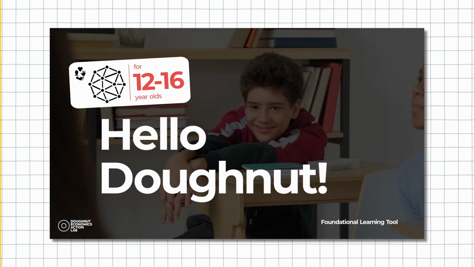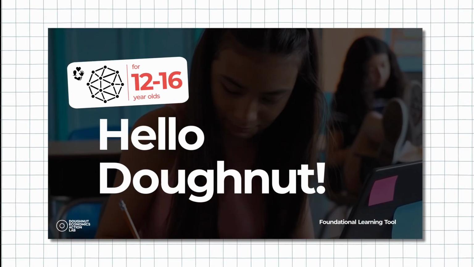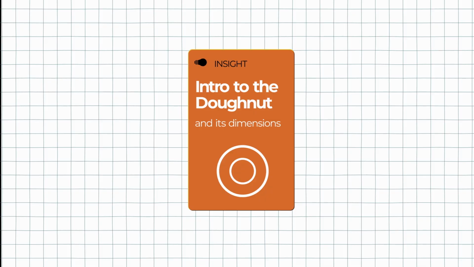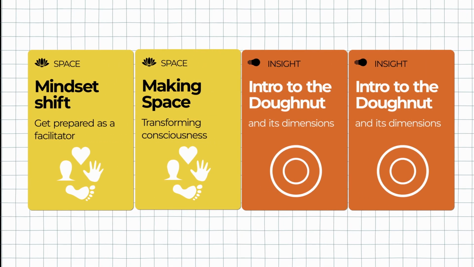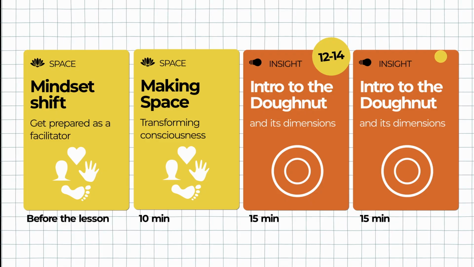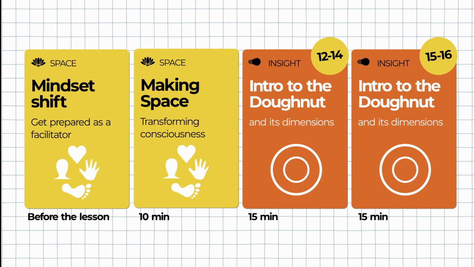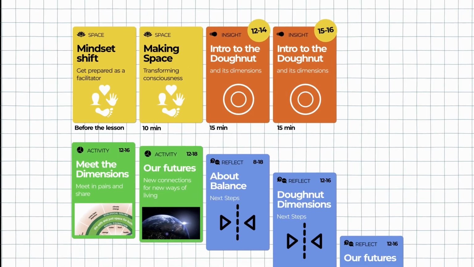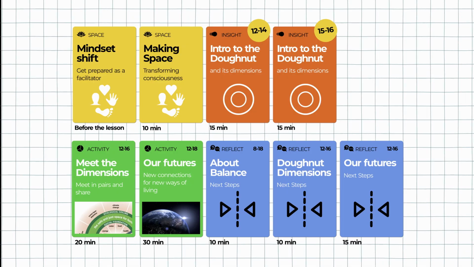When you open an age group, like 12 to 16, you'll see the same color-coded structure tailored to that range. Within 12 to 16, there are 12 to 14 and 15 to 16 versions to suit different needs and interests. You also find suggested combinations.